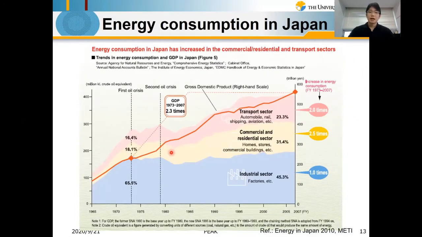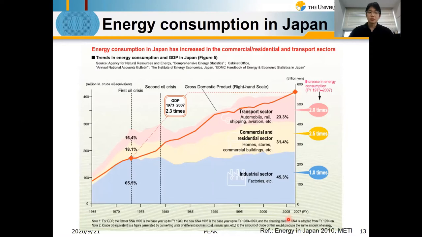From now, I'm talking about energy. This is a graph of energy consumption and GDP of Japan. The red solid line shows the GDP of Japan, and the areas colored pink, yellow, and industrial show the energy consumption of Japan. I'm sorry that this graph is a little bit old.